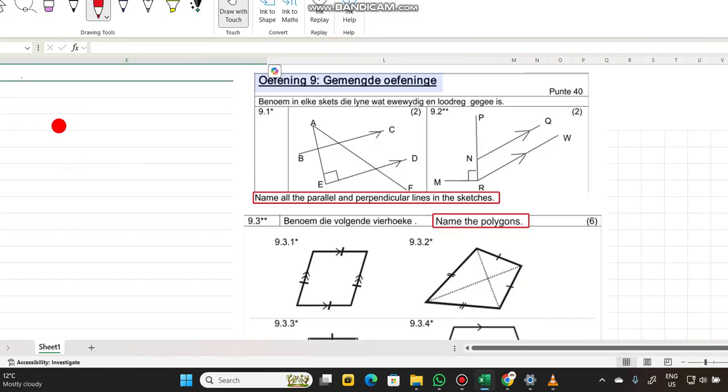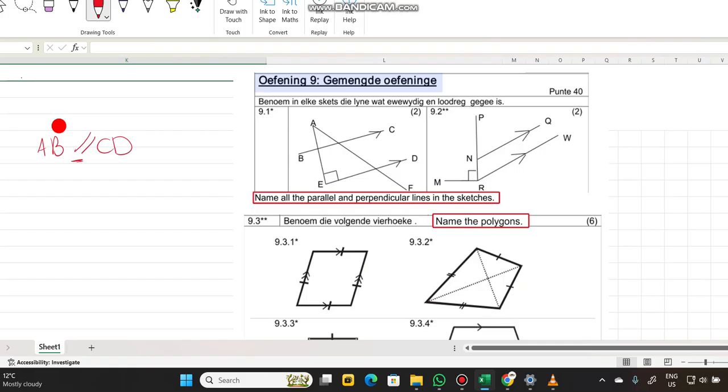So let's start. 9.1, 9.2. They ask you name all the parallel and perpendicular lines, noem al die lyne wat ewewydig en loodreg is. So parallel of ewewydig, remember, would look like this. I'm just writing numbers. I'm not saying that's an answer. So that would tell me it's parallel or ewewydig.